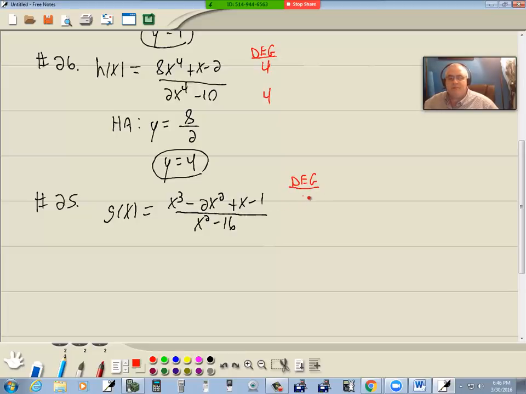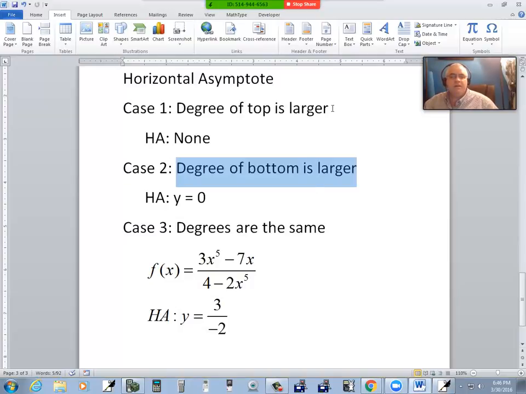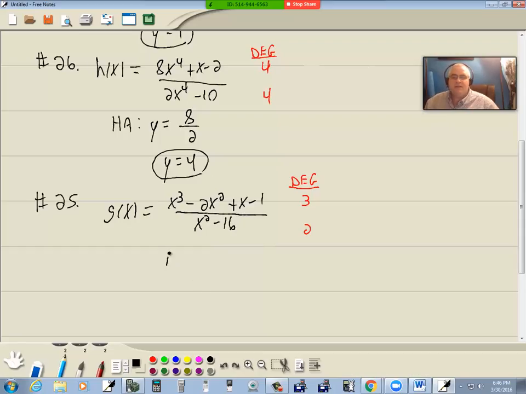The degree of the top is 3. The degree of the bottom is 2. So the degree of the top is larger. Horizontal asymptote is none. So the answer here, there is none.